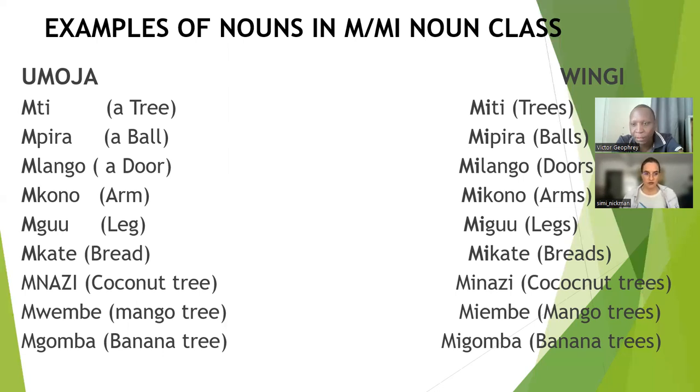But in the case of mwembe, not only adding i, but you also take out the w. Yeah, we take out w. Migomba, we remove m, we put mi. Mnazi, we take m, we put mi. Papai, you know papai? I forgot now. Papai, what does it mean? Papaya? Yeah, papaya, true. I have it in your book.